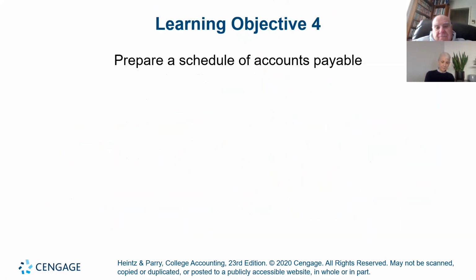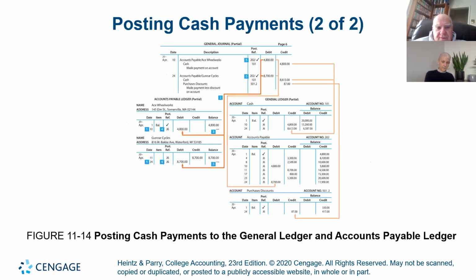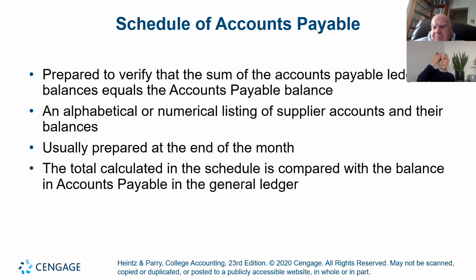Not too bad. Schedule of accounts payable. Remember the subsidiary? This is just a list of the balances in the subsidiary schedule. It's prepared to verify that the sum of the accounts payable ledger equals the control account, accounts payable. And they're saying alphabetical, numerical, probably alphabetical. You do it at the end of the month. You can do it anytime you want, but you have to do it at the end of the month. And the total calculated in the schedule is compared with the balance in accounts payable.